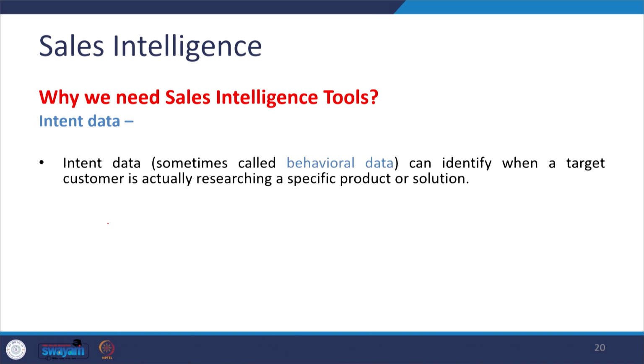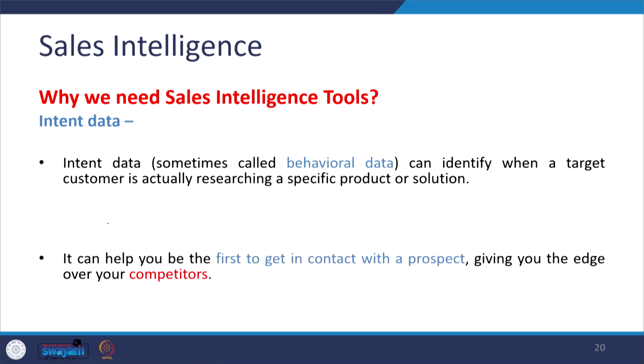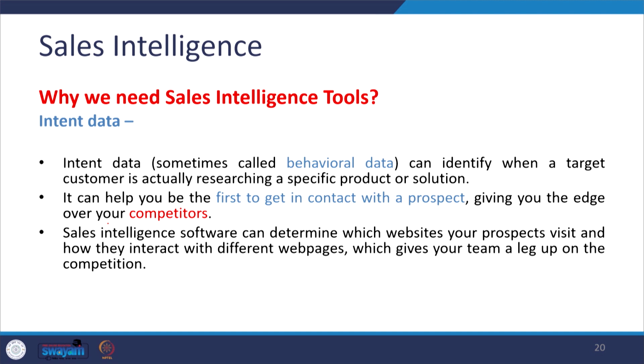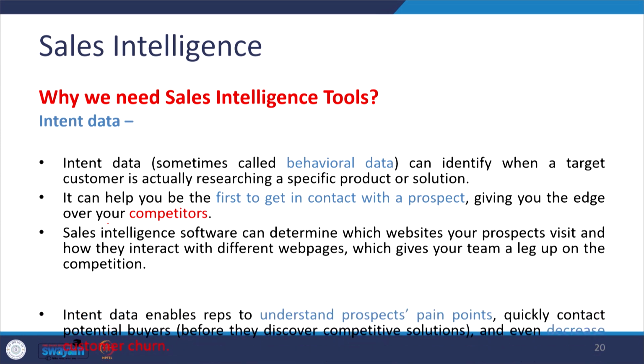Intent data, sometimes also called behavioral data, can identify when a target customer is actually researching a specific product or solution. So, it can help you be the first to get in contact with the prospect, giving you the edge over your competition. Sales intelligence software can determine which websites your prospects visit and how they interact with different web pages, which gives your team a leg up on the competition.